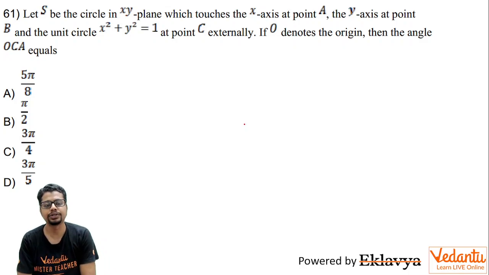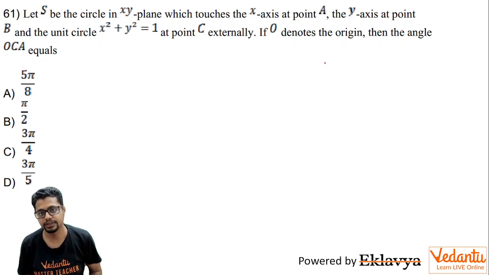Hi everyone, the question is: let S be the circle in the xy plane which touches the x-axis at point A and y-axis at point B, and the unit circle x square plus y square equal to 1 at point C externally. If O denotes the origin, then the angle OCA equals. So here the situation is something like this.